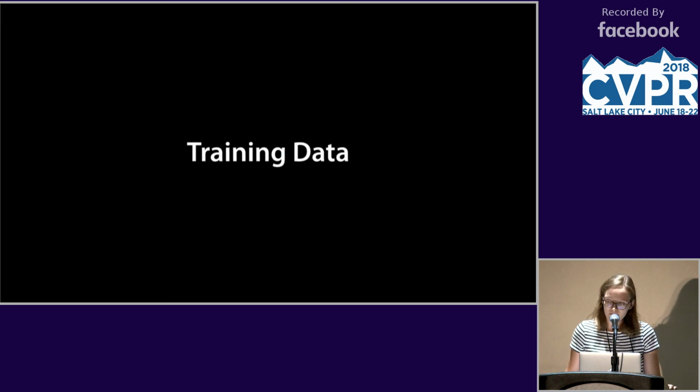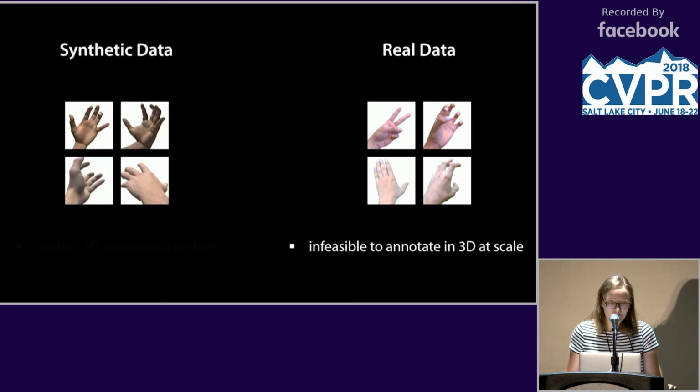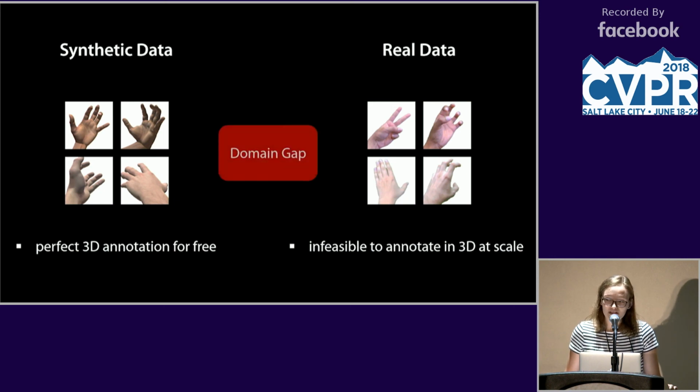When using neural networks, there's always one big question, and that is, which training data did you use? We can record a lot of real hand data, but 3D annotation at scale is infeasible. Thus, previous work has used synthetic data, which gives you perfect 3D ground truth annotation for free. Unfortunately, there is a domain gap, which means models trained on synthetic data might not generalize well to real data due to a difference in features.